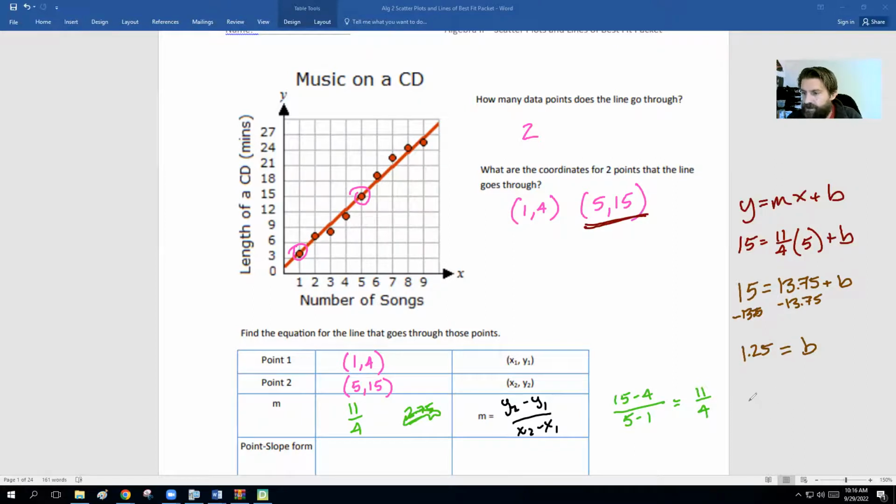All right, so our final answer equation line would be y equals, let's use decimals here, 2.75x plus 1.25, which kind of makes sense because if we look here, where does it start? I'd say that actually starts pretty close to 1.25.